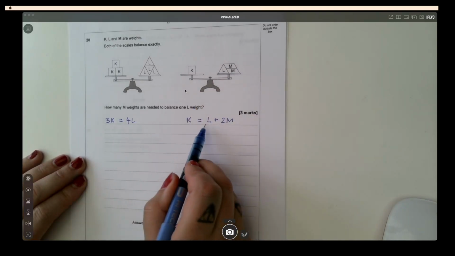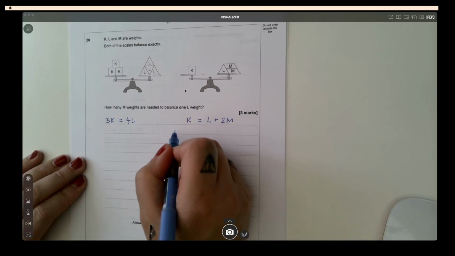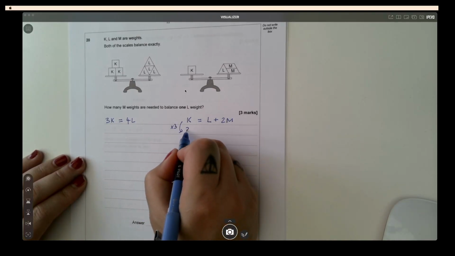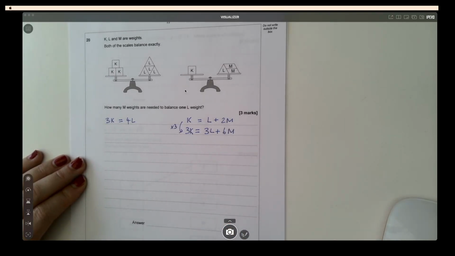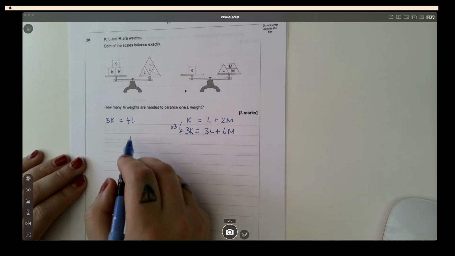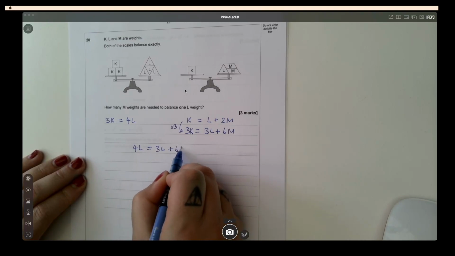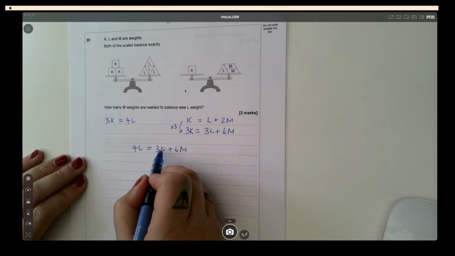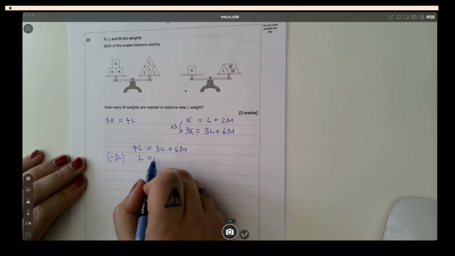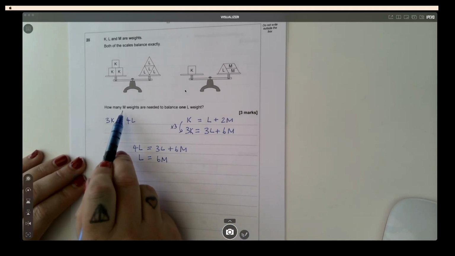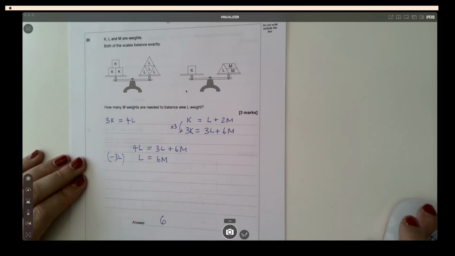So at the moment, we can't really compare these because we've got K and 3K. So let's multiply this one by 3. So 3K equals 3L plus 6M. So now we can compare them. So this 4L must be equal to 3L plus 6M. So when we subtract 3L, 1L is equal to 6M. How many M weights are needed to balance 1 L weight? Well, the answer is 6.